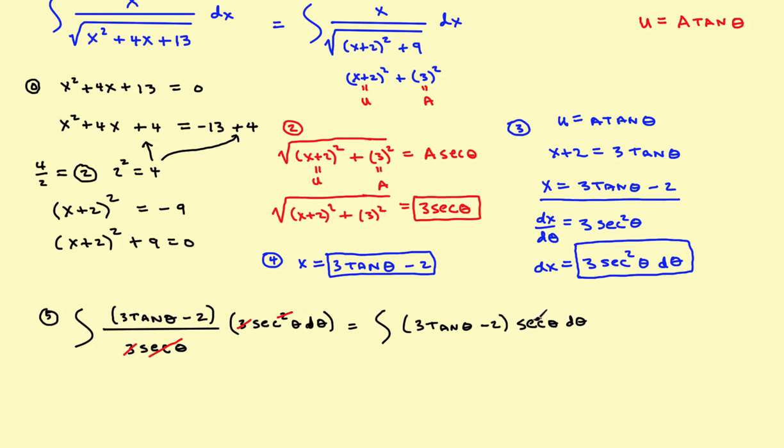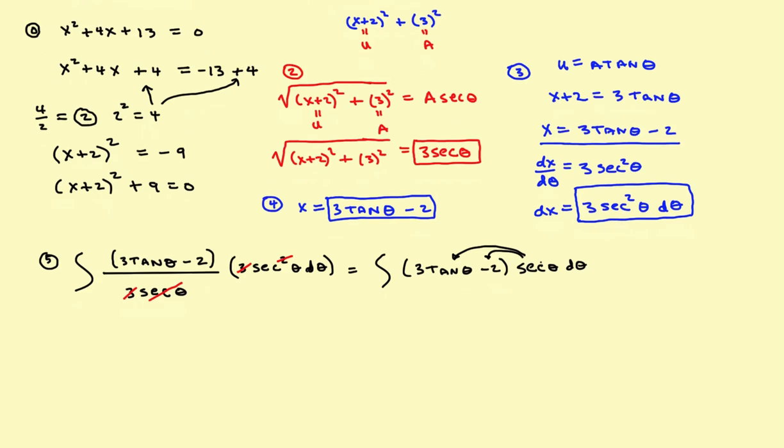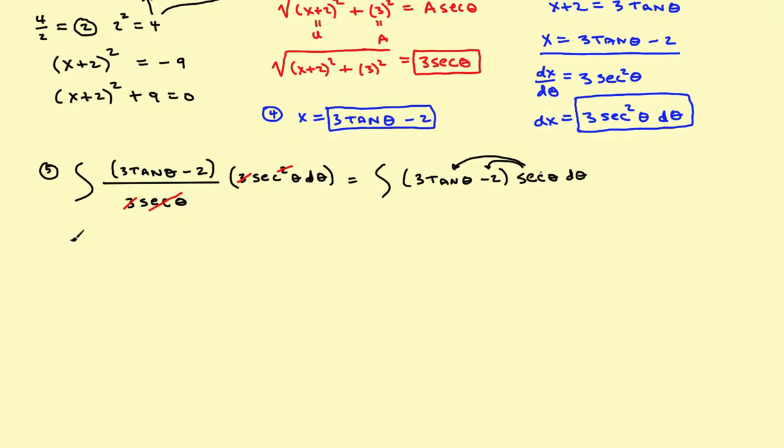Okay, next step, go ahead and distribute this. So take the secant and distribute it to here and to here. So when we do that, you would have the integral of 3. Now, secant times the tangent would give you the secant tangent. So that's going to be the secant theta, tangent theta. And you're going to have minus 2 times the secant of theta d theta.